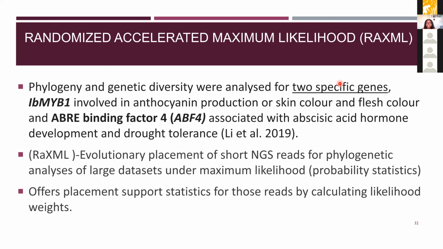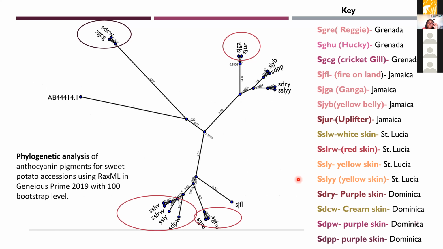So using that information, we got all the genes and a reference gene for IbMYB1 from GenBank in the database. And we began to see in our varieties how they matched up. And we used a technique called RAxML, which is simply put a way of drawing a family tree using phylogeny. And it gives us maximum likelihood substitution probability. And we got this tree.